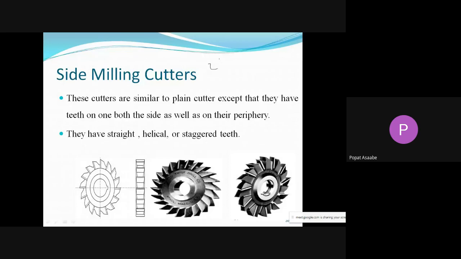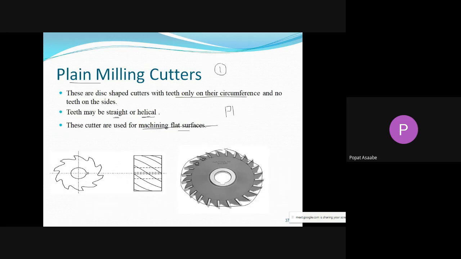Then the second type of milling cutter is the side milling cutter. This type of milling cutter is similar to the plain milling cutter, but the only difference is that in the plain milling cutter, the cutting teeth are only on the periphery, or the circumference, and on the side there are no teeth. That is called plain milling.